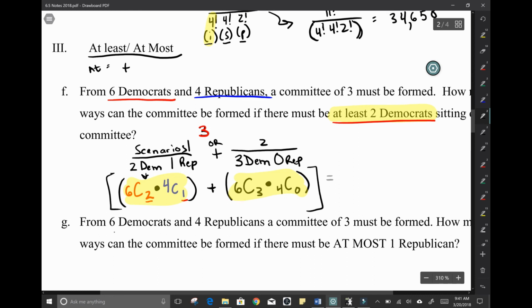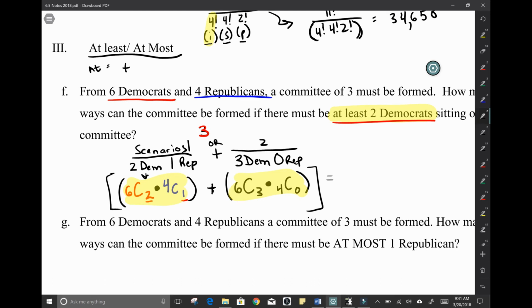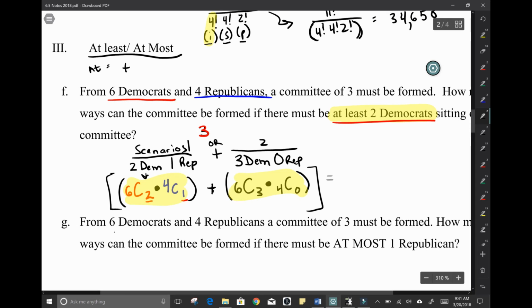Okay, just make sure you have plus in the multiplication. So 6 NCR 2 times 4 NCR 1 plus 6 NCR 3 times 4 choose 0. There are 80 different ways to go about that. Okay?